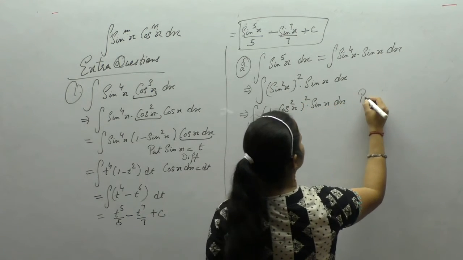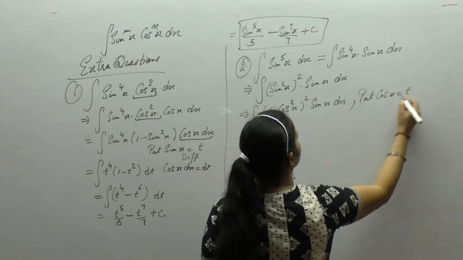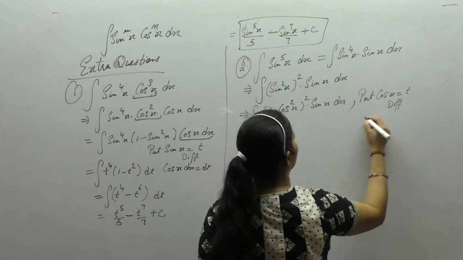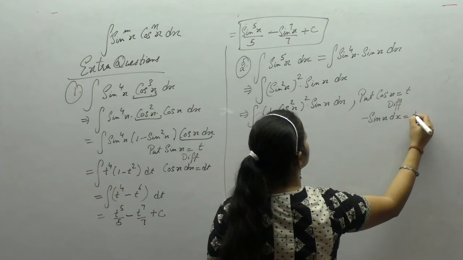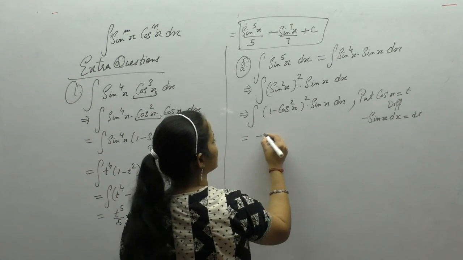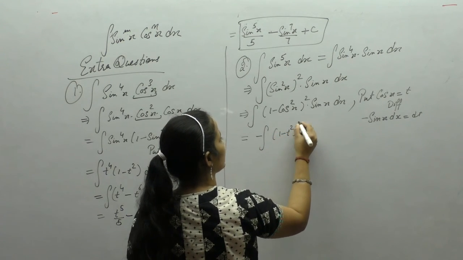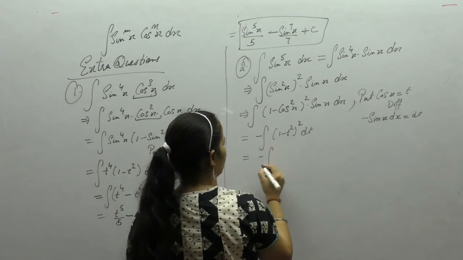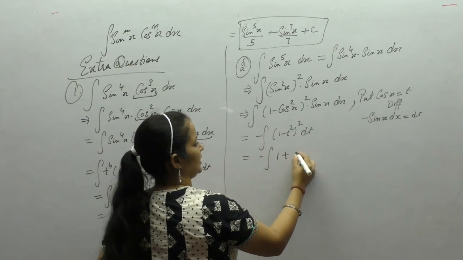Now put cos x as t. Derivative of cos is minus sine x, so sine x dx is equal to minus dt. 1 minus t square whole square. Apply the formula: a minus b whole square is a square minus 2ab plus b square.